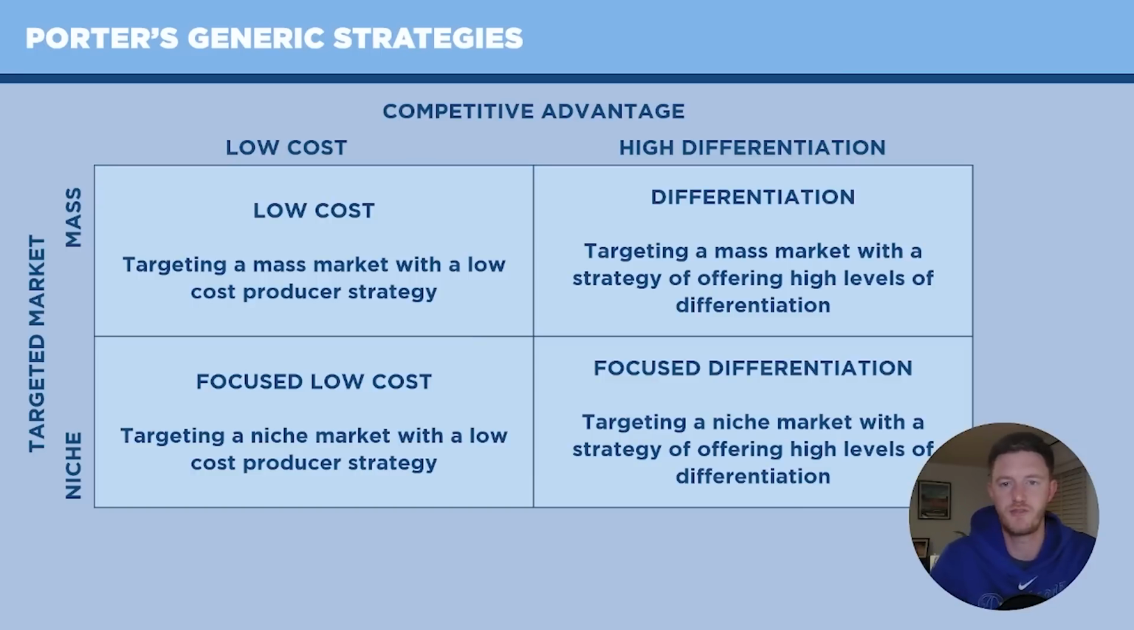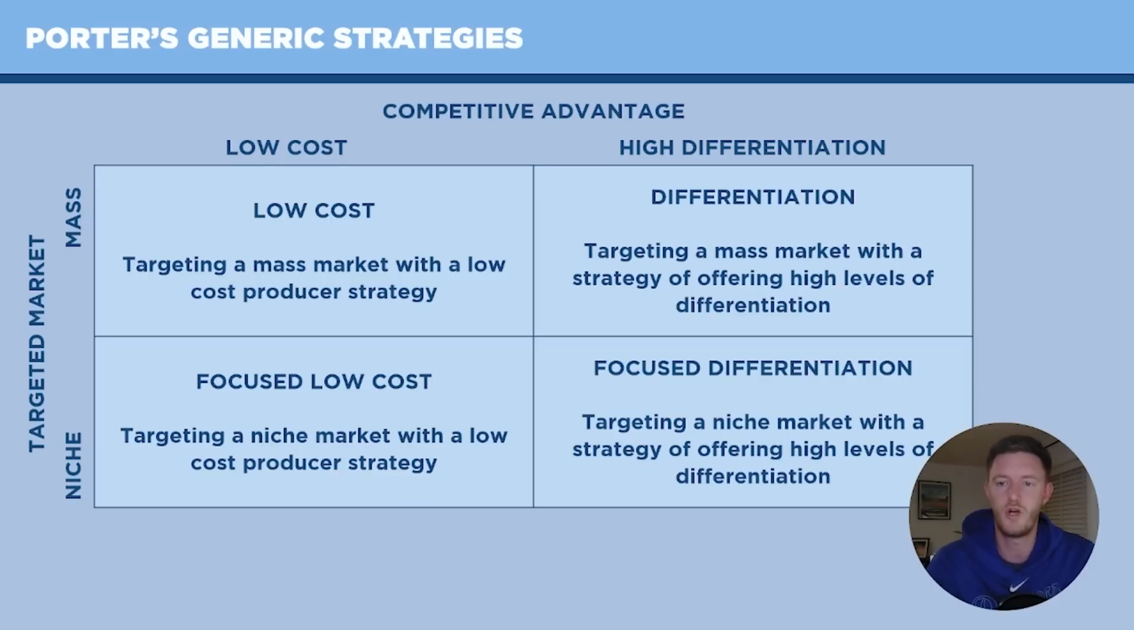Let's start with Porter's generic strategies. So we have Porter's generic strategy I've just touched on, low cost or differentiation. The only differentiation here between that and this is that we're also now focused on whether it's mass and niche market. If it's mass market, it's going to be low cost or differentiation. If it's a niche market, it's just the same but focused.